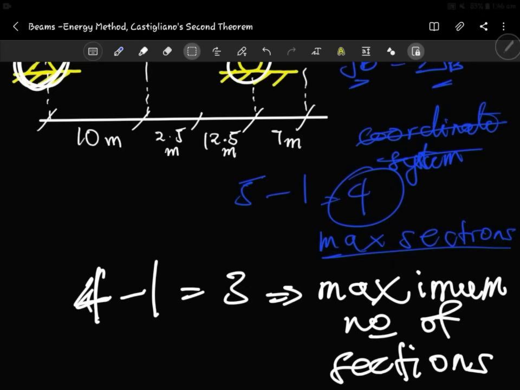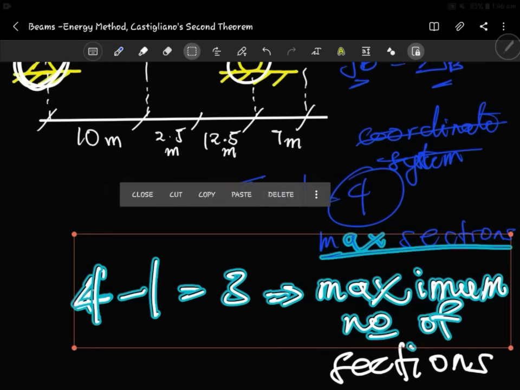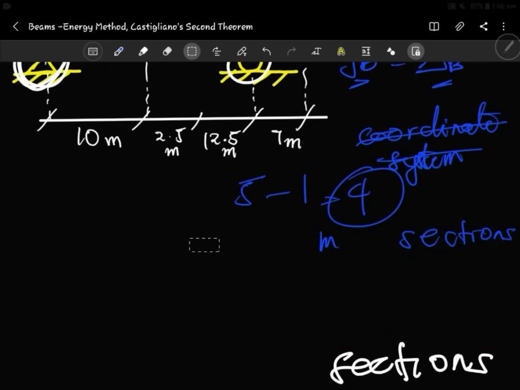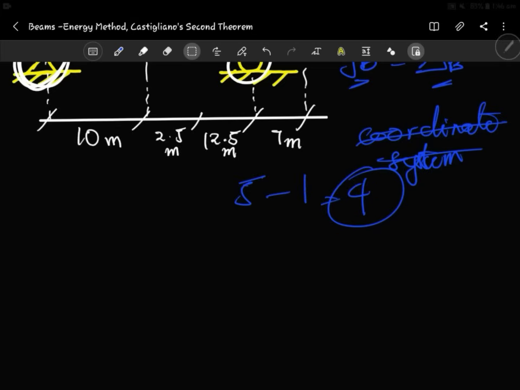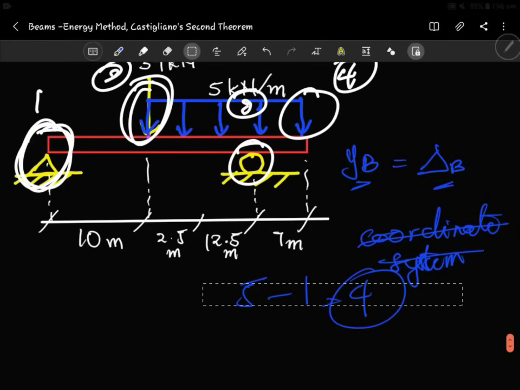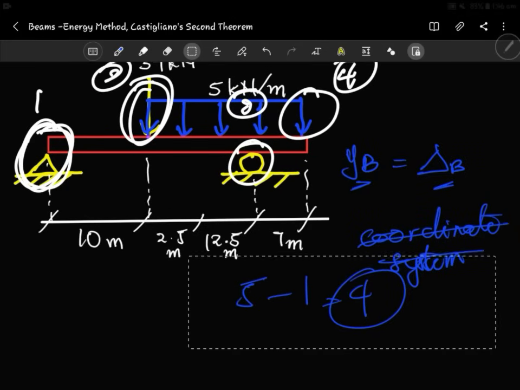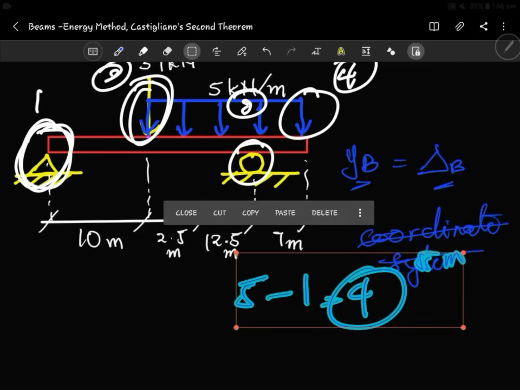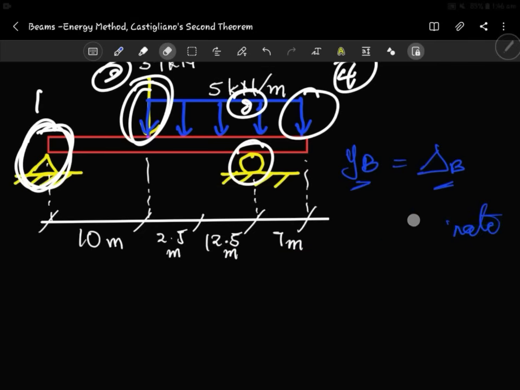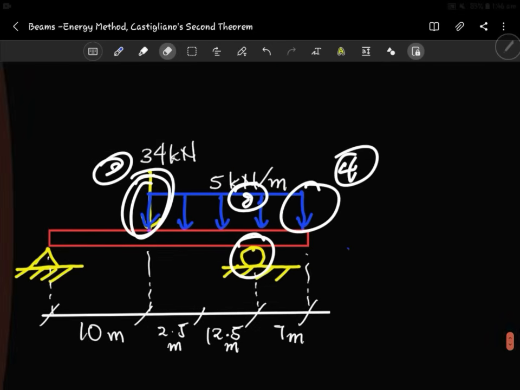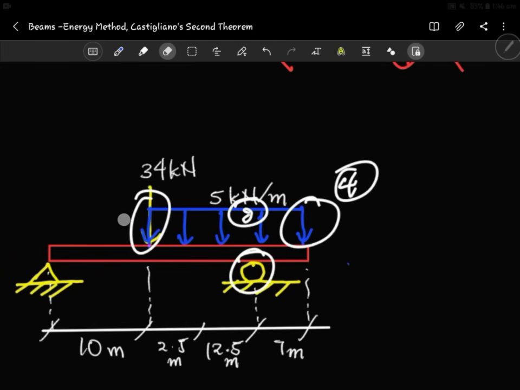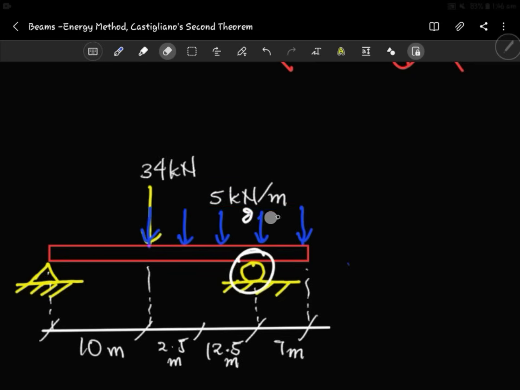Okay, this is very important. When you get this, whichever way the beam is, you'll be able to clearly define whatever you have to find. Now that we know the maximum number of sections we must do, we must know their positions, because it's not enough to know only the number of them. Knowing their positions helps you get your boundary conditions, and that way you'll be able to clearly find the deflection at that point.